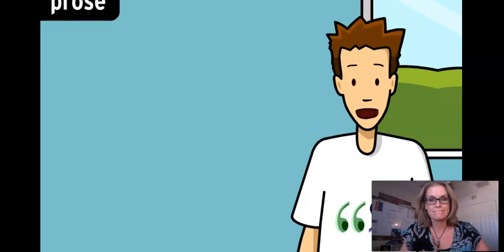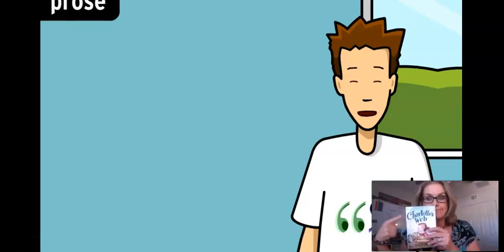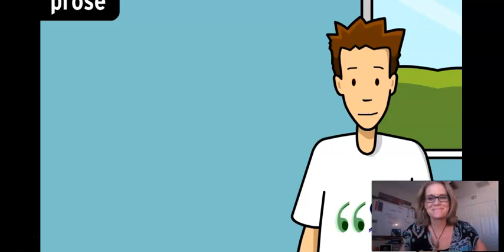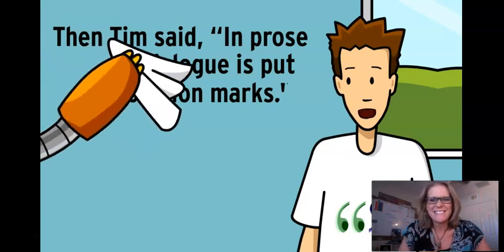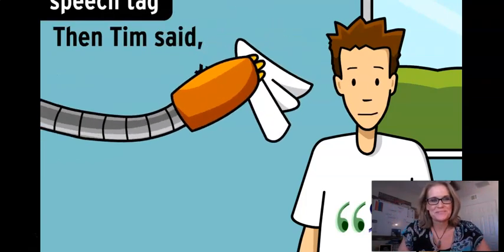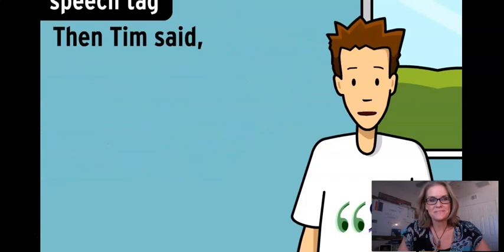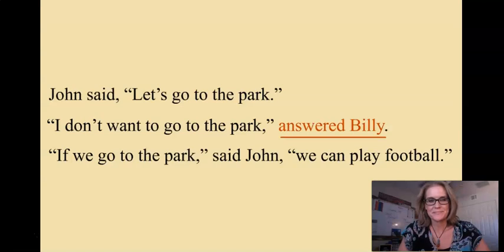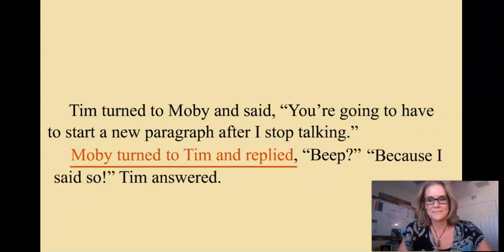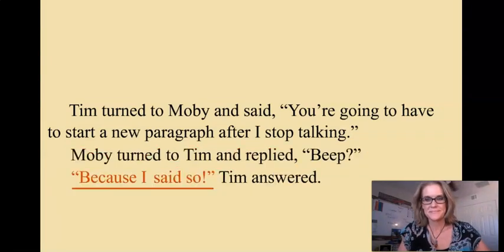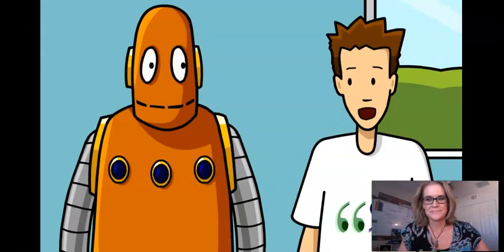But let's focus on dialogue that appears in prose, the kind of writing found in novels, newspaper and magazine articles, and all those writing assignments you do for school. In prose writing, dialogue is put into quotation marks. To make it clear who's saying the dialogue, we add a speech tag. That's just any phrase that identifies the speaker, like "then Tim said." These can go before, after, or in the middle of a line of dialogue. Well, whenever a different character starts speaking, you need to start a new paragraph. Oh, yeah, there are some other rules too.